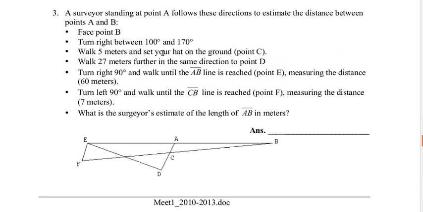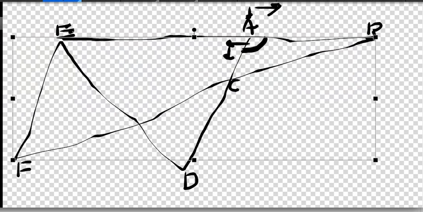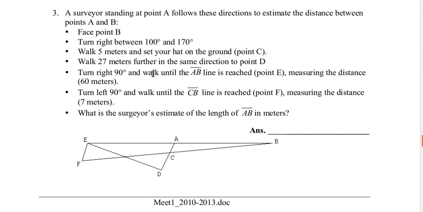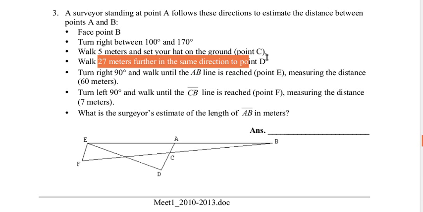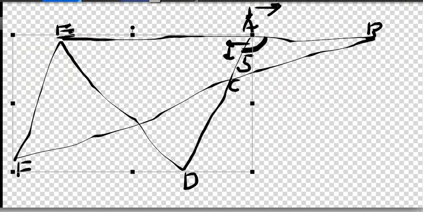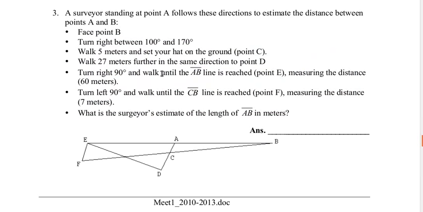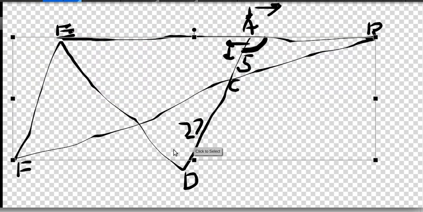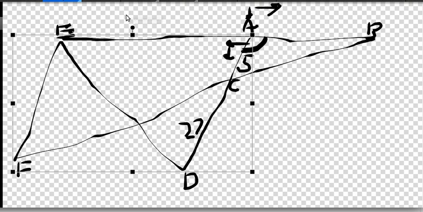Walk 5 meters and set your hat on the ground. Point C. So AC is 5. Walk 27 meters further in the same direction to point D. So CD is 27. Turn right 90 degrees. So as you can see, we turn right here. That's a right angle.